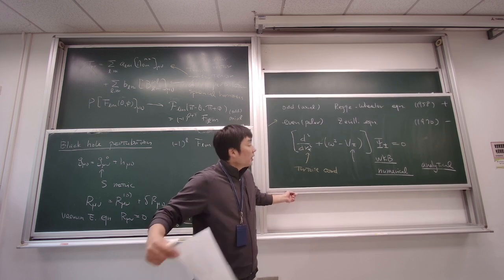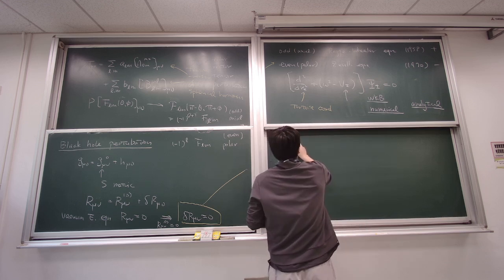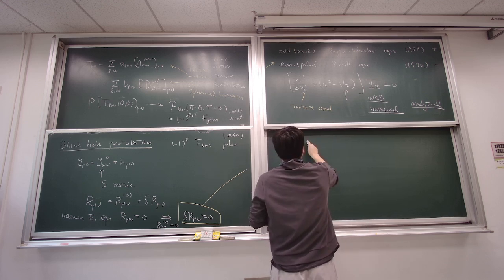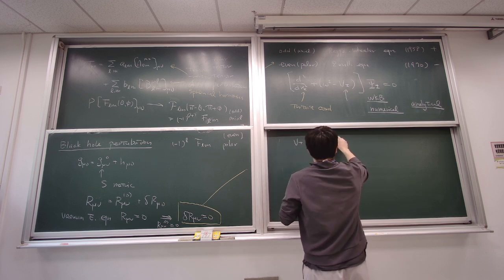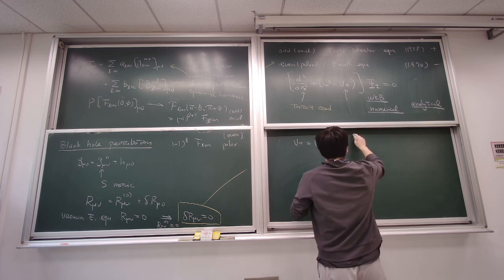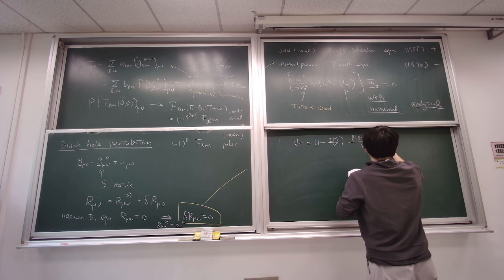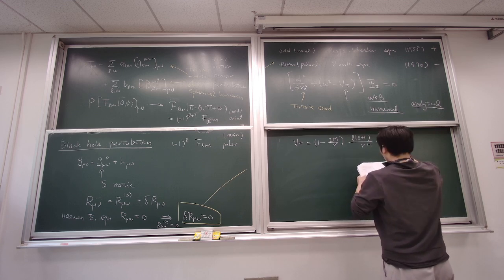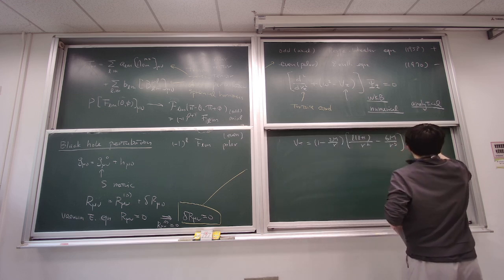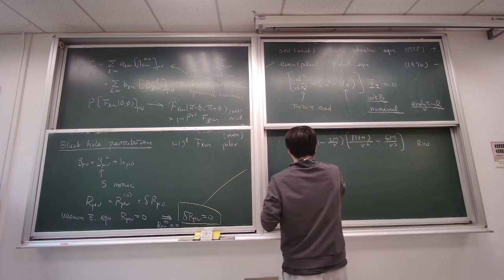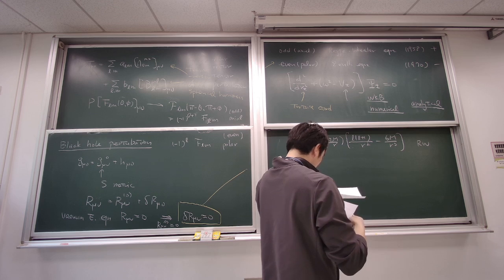And it turns out that the following thing happens. Let's first write down the equation. V plus is something like 1 minus 2m over r, times, as I wrote last time, L(L+1) over r squared minus 6m over r cubed. So this is the Regge-Wheeler case. V minus is kind of complicated. Let me write down at least the form.